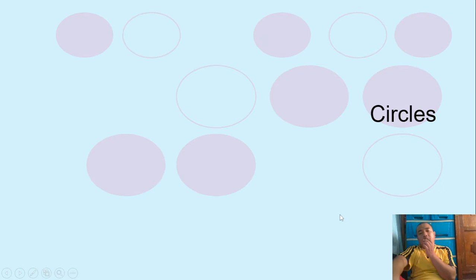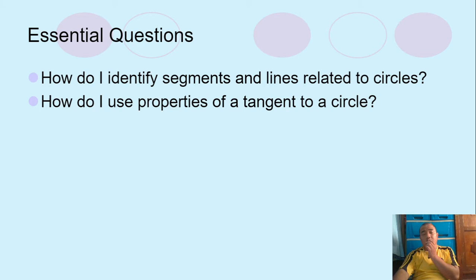Hello, grade SMC students. Let's continue our discussion on the different parts of a circle. This is part 2 of our discussion on introduction to circles or different parts of circles. This is quarter 3, week 1 in analytic geometry. So, essential questions: how do I identify segments and lines related to circles? How do I use properties of tangent to a circle?